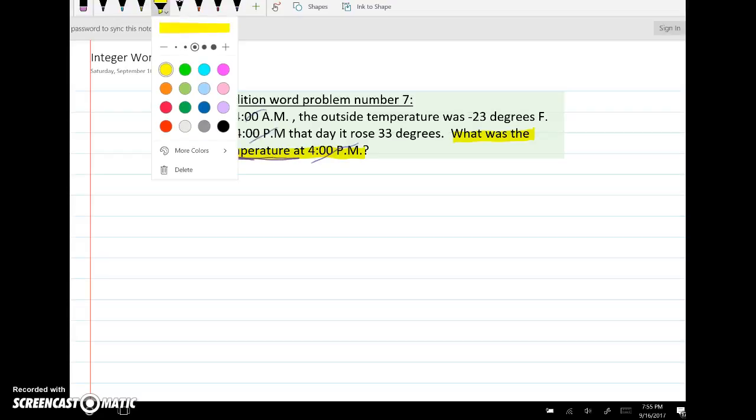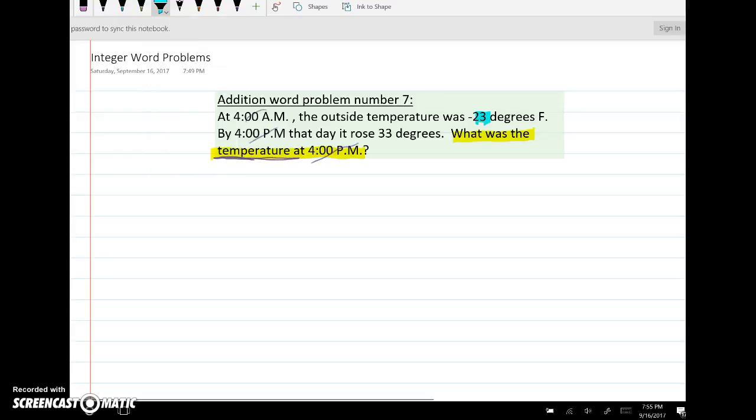No, it's not going to let me change. Oh, there we go. At 4 a.m., the temperature was negative 23. So that's where we're starting. We're starting at negative 23. And then, by 4 p.m. that day, it rose 33 degrees.